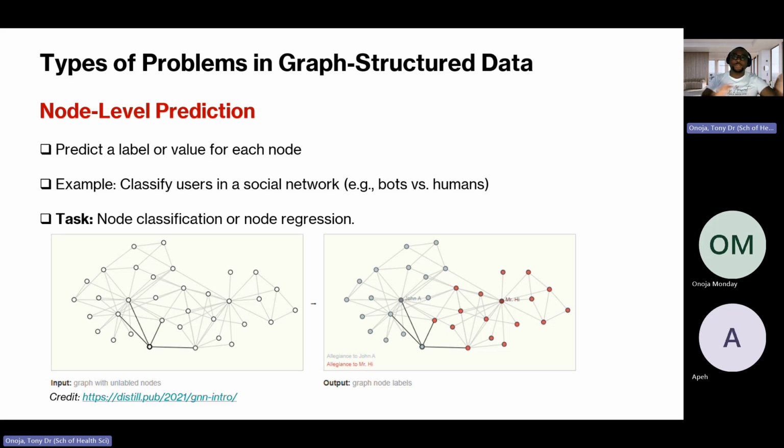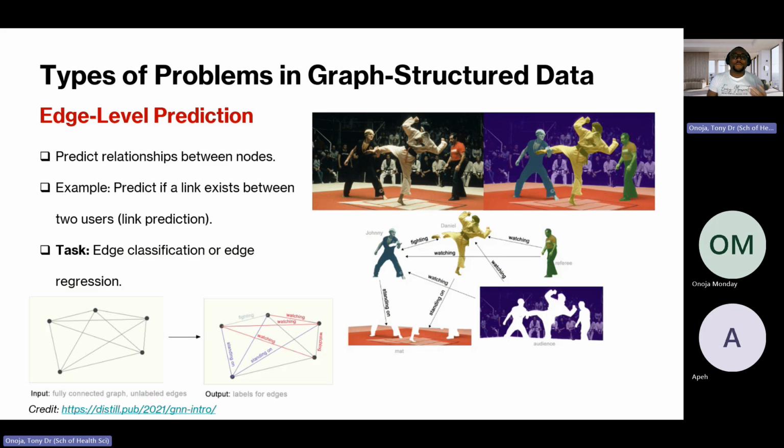That tells you the strength of the interactions that are happening around it, stuff like that. Then there is also another interesting problem, which is edge level prediction. In edge level prediction, we are focusing on the relationship. So we want to predict the relationship between the nodes.